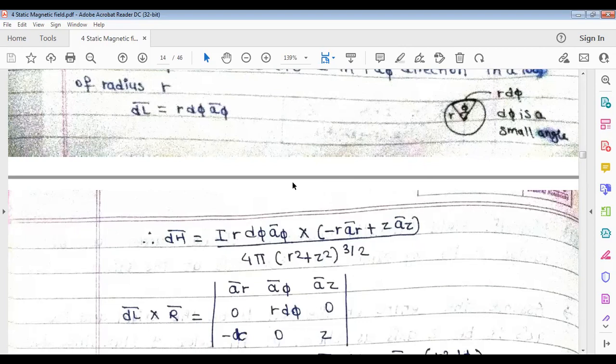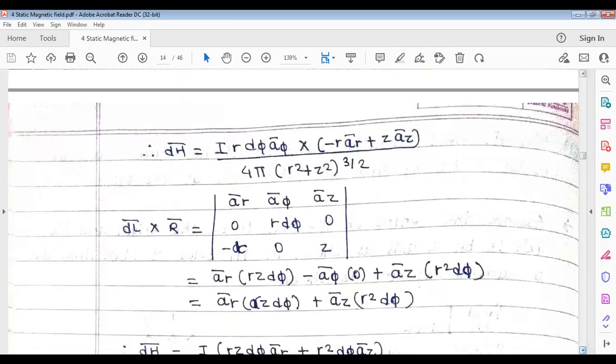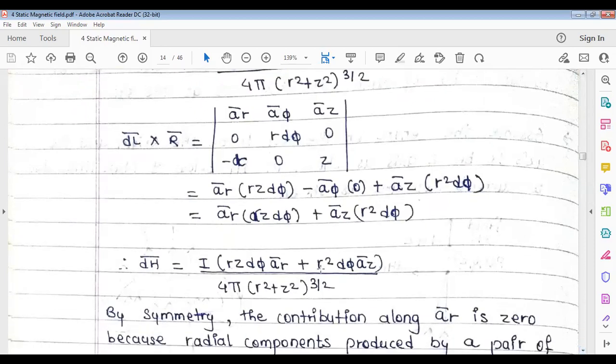So what will the first term become? The first term was minus I R square into d phi, right? So minus minus will become plus. So it is plus I R square d phi into the cross product of unit vectors, which is a bar z. You can see here this term. Here I is taken common, and the first term is R square d phi into unit vector a bar z.